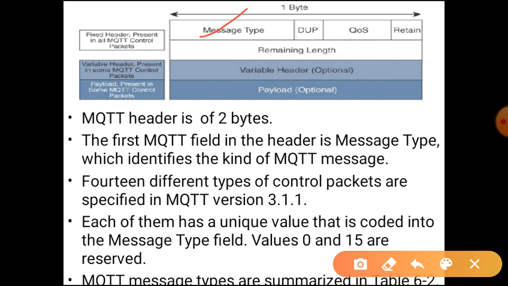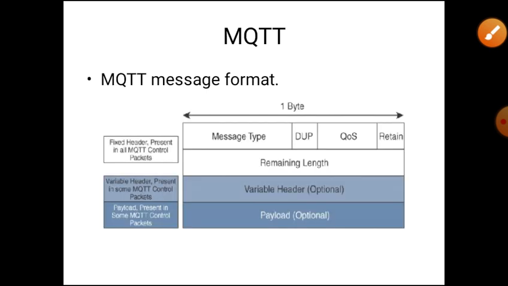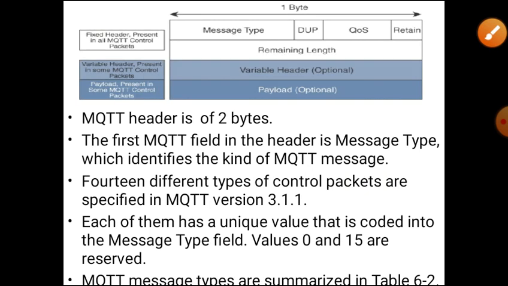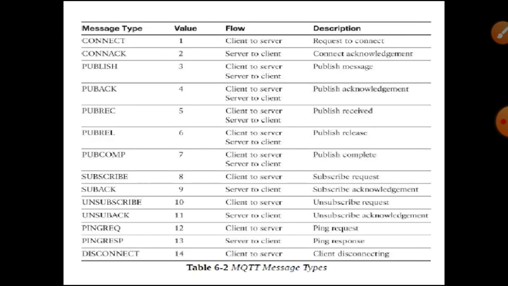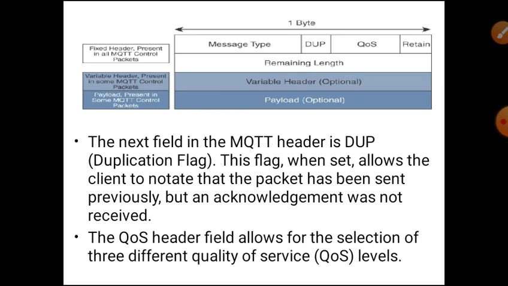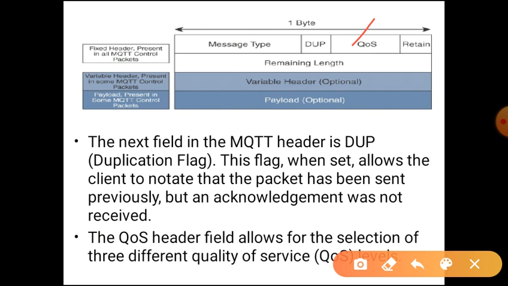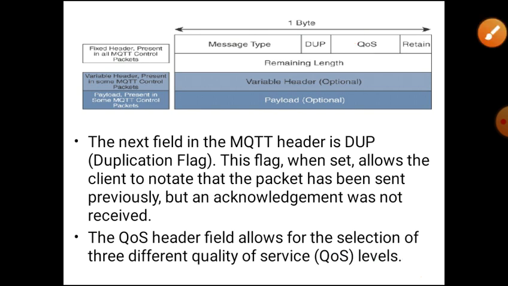Now the values 0 and 15 are reserved, and we have one more field, that is DUP. This DUP is a flag which, when set, indicates that the receiver has received a duplicate message. It has been resent from the sender if the receiver has not acknowledged. Then we have one more field, that is quality of service, that we are going to consider next.